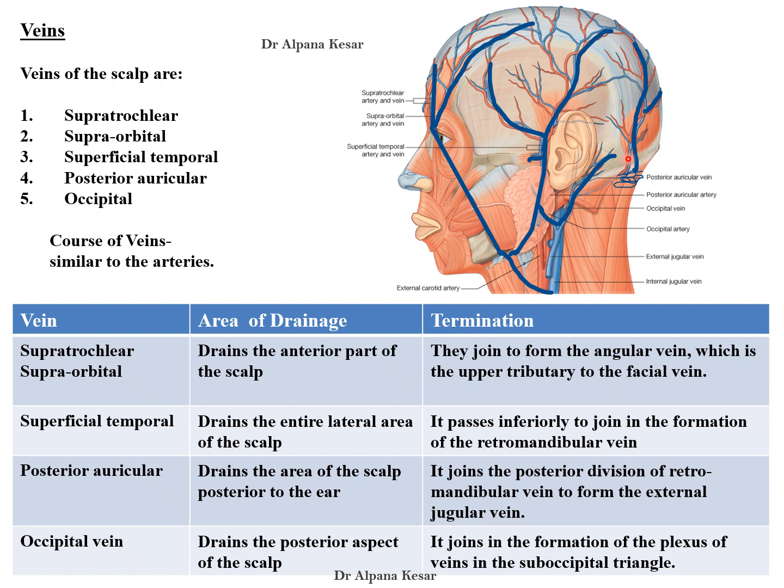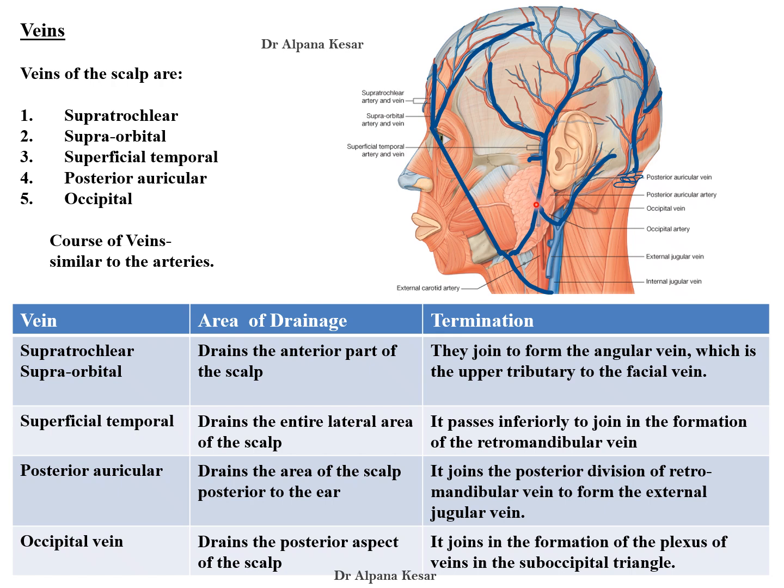After draining blood from the scalp, the veins follow the following course. The supratrochlear and supraorbital will join at the medial angle of the eye to form the angular vein. The angular vein descends down in the face as the facial vein. The superficial temporal vein will descend down where it will be joined by the maxillary vein to form the retromandibular vein.